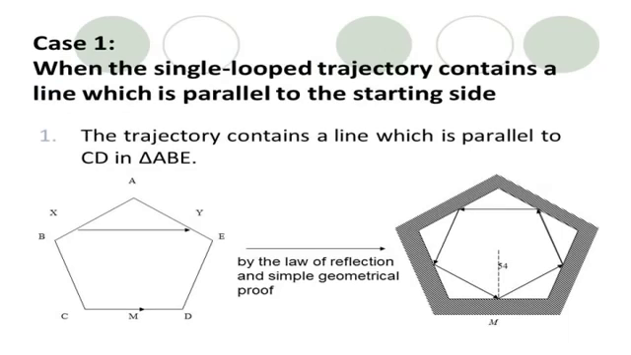For the first condition, we have case 1. The trajectory contains a line which is parallel to CD and lies within angle ABE. By the law of reflection, we prove that the trajectory in the right-hand side figure is the only possible trajectory which can go back to the starting side.